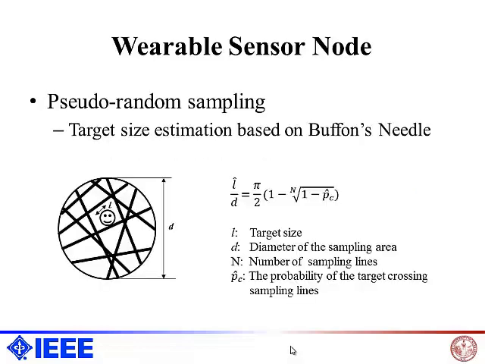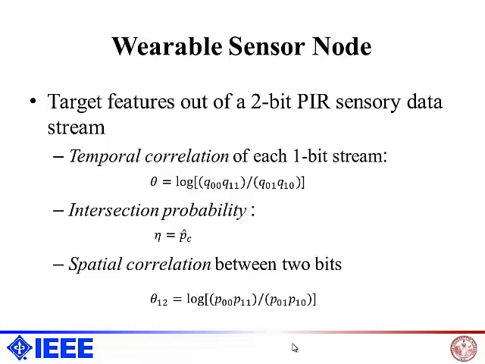This technique is based on Buffon's needle. Buffon's needle is the experiment where you randomly drop a needle on the ground and calculate the probability that the needle crosses the lines on the ground. The needle can estimate the length of the needle by the intersection probability, which can estimate our target size. And this is for our 1-bit data. We have 2-bit data streams, so we can have 3 features: one of them is still the intersection probability, and the others are the temporal correlation and spatial correlation.